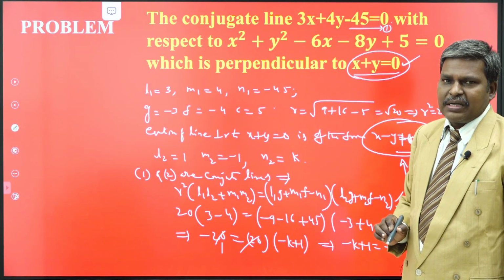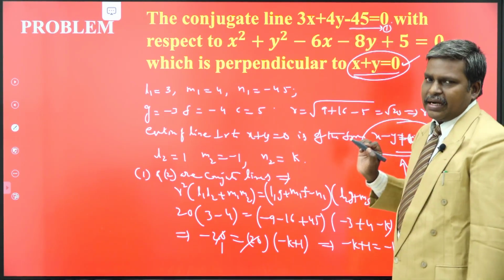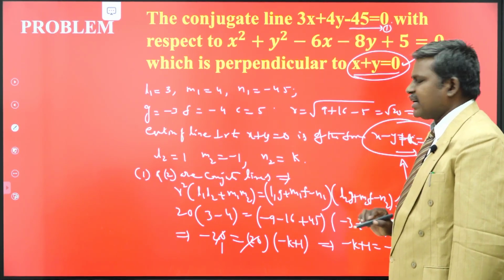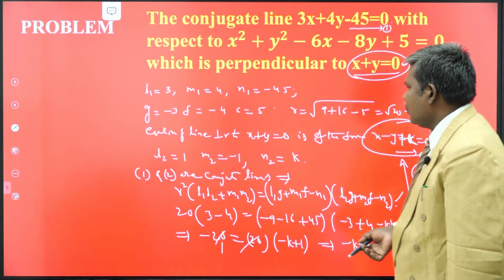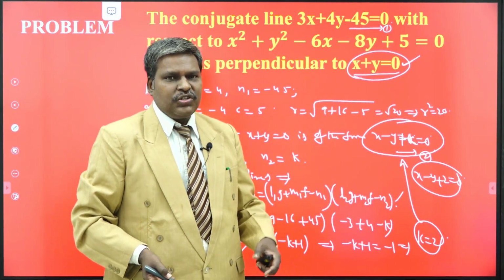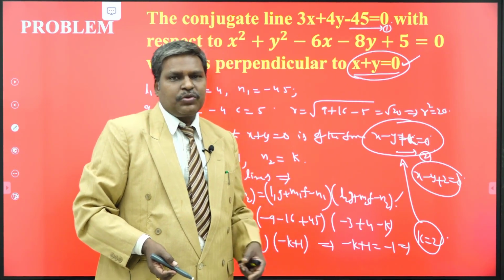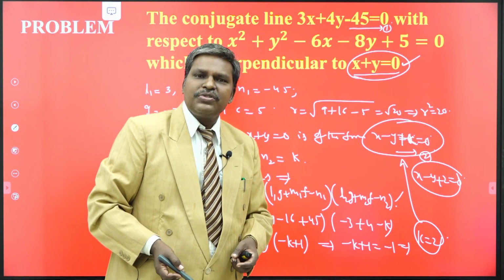Infinite number of perpendicular lines may be drawn, but that will be conjugate to this line. That's why I am applying the conjugate condition. We obtain the value of k, just substitute here itself, we get the line. So this is the way to find the equation of the conjugate line to the line with respect to the circle which is perpendicular to the line x plus y equal to 0. Okay.